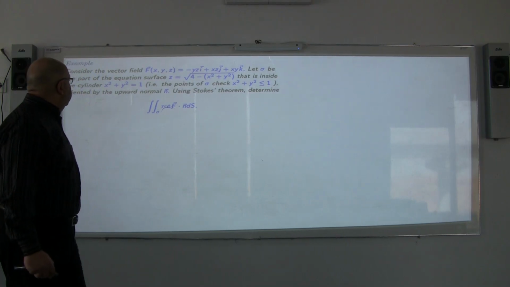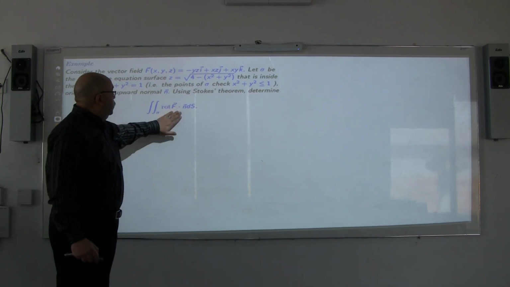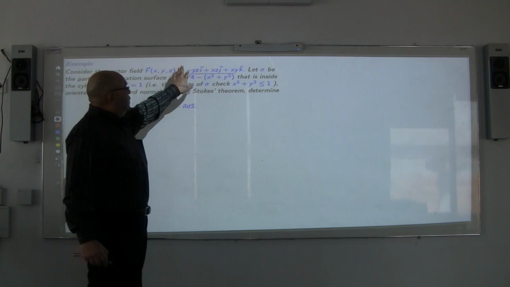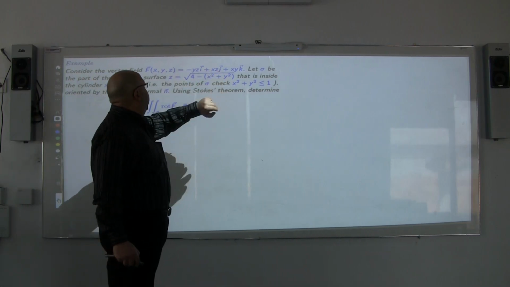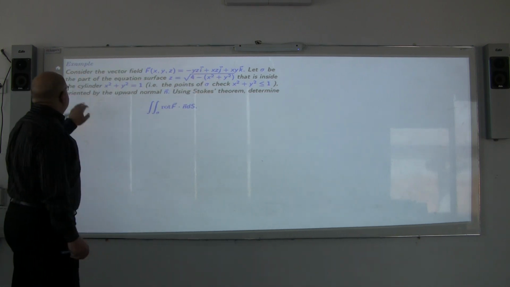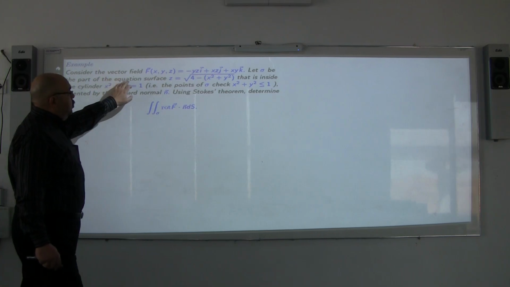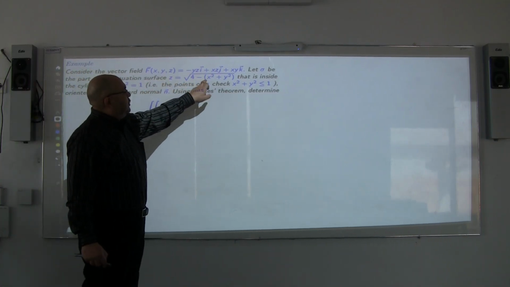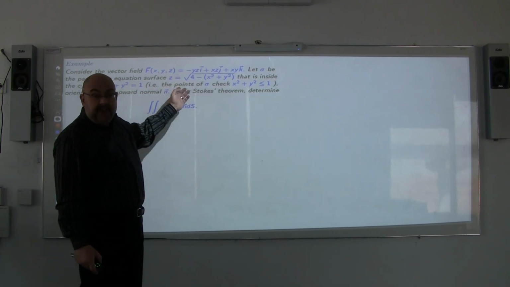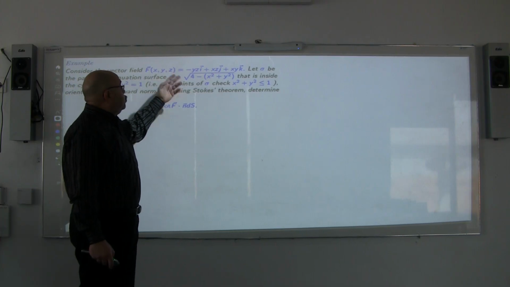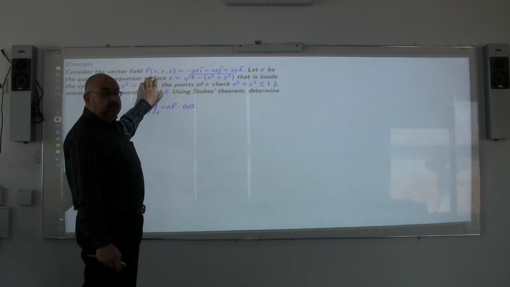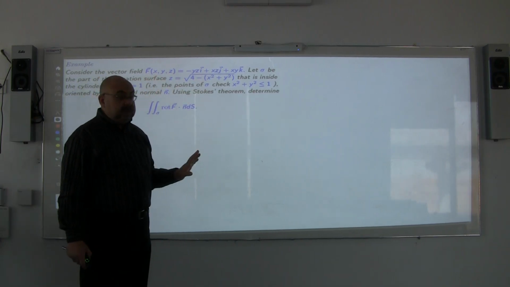For this example, let's go through it step by step. Consider the vector field F, which is given by minus yz i, xz j, and xy k. Okay, those are the components of the vector field. Let sigma be the part of the surface z equal to the root of 4 minus x squared plus y squared. If you give it a good look, you will understand that's a part of a sphere, because if you square both sides, you will have z squared equal 4 minus this, so moving it to the other side, you will have a sphere with radius squared equal to 4.